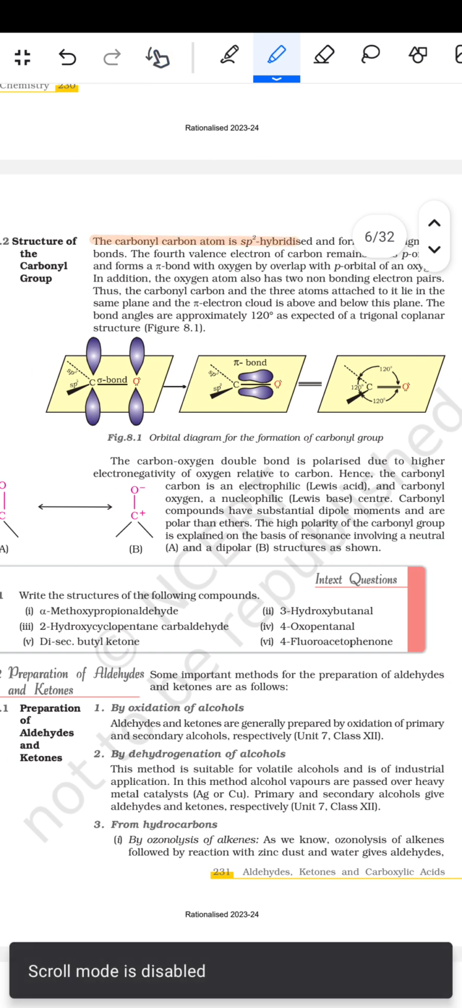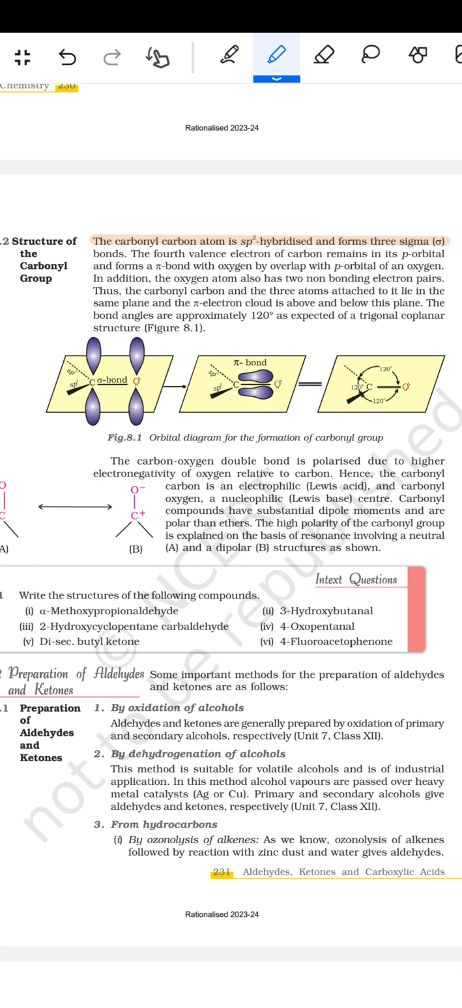Now the structure of the carbonyl group. The carbonyl carbon atom is sp2 hybridised and forms 3 sigma bonds. The 4th valence electron of the carbon remains in its p orbital and forms a pi bond with oxygen by overlap with the p orbital of the oxygen. In addition, the oxygen atom also has 2 non-bonding electron pairs. Thus, the carbonyl carbon and the 3 atoms attached to it lie in the same plane, and the pi electron cloud is above and below the plane. The bond angles are approximately 120 degrees as expected of a trigonal coplanar structure.